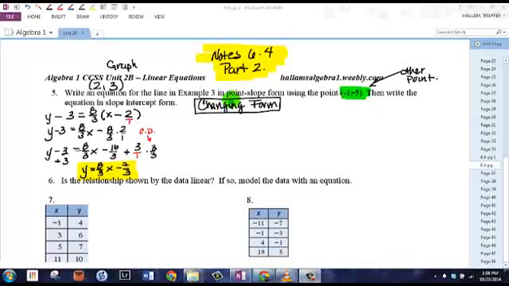Okay, hi and welcome. Note 6.4 part 2. I did a little bit of work for us here. I'll talk about that in a second, but let's read question number 5 here. It says, write an equation for the line in example 3.